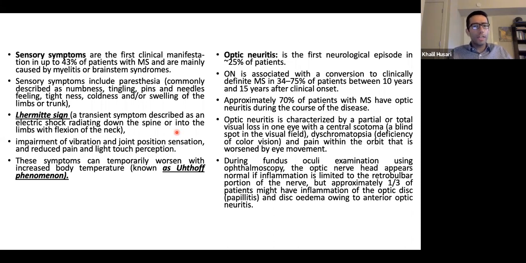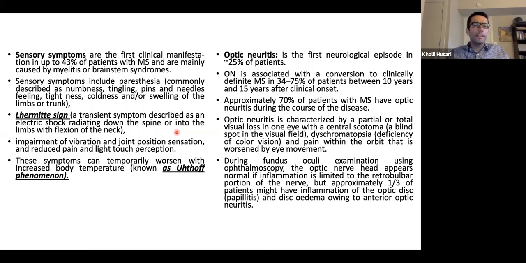Now, on a neurological examination, you usually have vibration and joint position sensation decrease. Typically, multiple sclerosis lesions in the spinal cord involve the posterior spinal cord rather than the anterior. And that's why the dorsal columns are usually affected in multiple sclerosis. So you will get decreased vibration, and also impaired proprioception, fairly common in multiple sclerosis. And of course, you would sometimes get reduced pain and light touch if it involves the spinothalamic tracts.